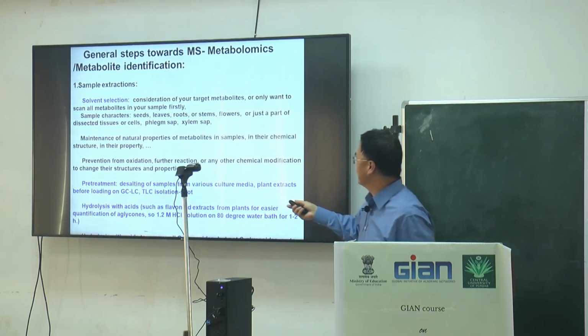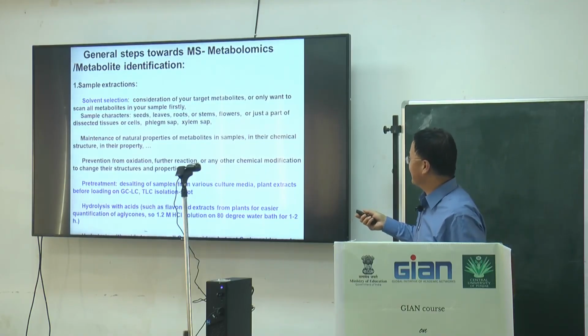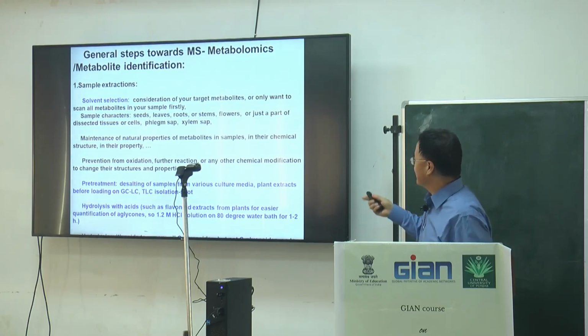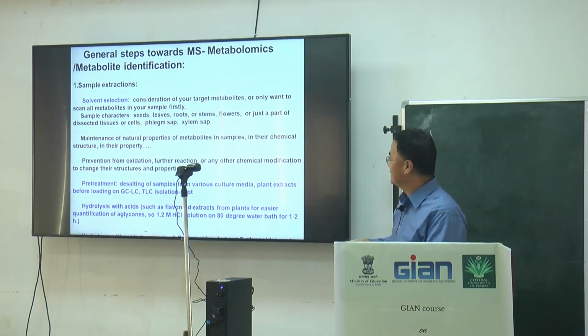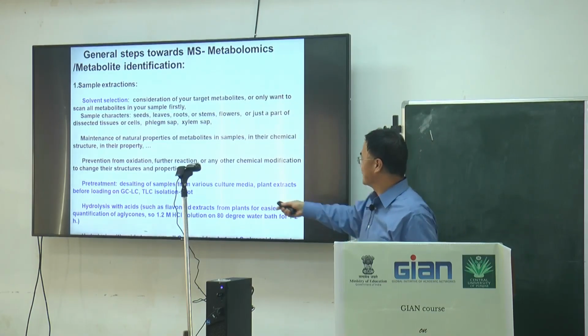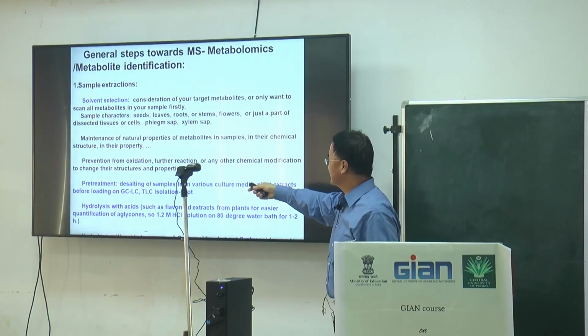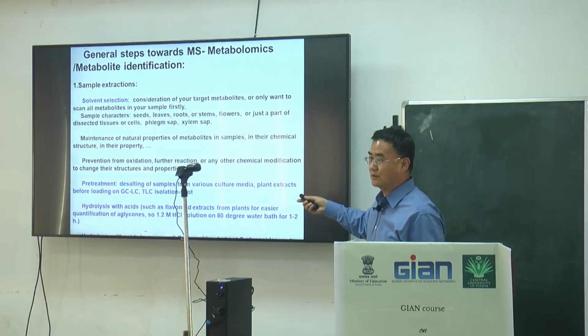Also, maintenance of the natural property of metabolites in plant samples. You want to keep the chemical structure from being oxidized, or the property from being changed by modification. So it is very important to prevent the sample from oxidation, further reaction or modification.